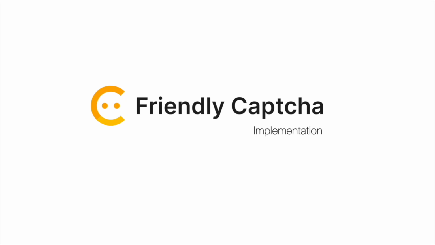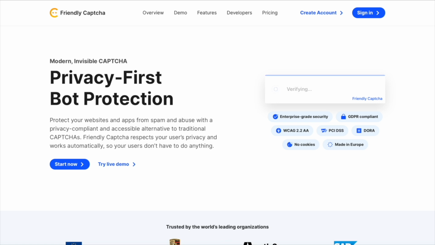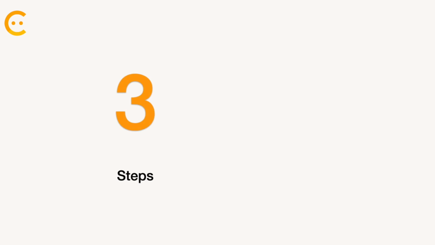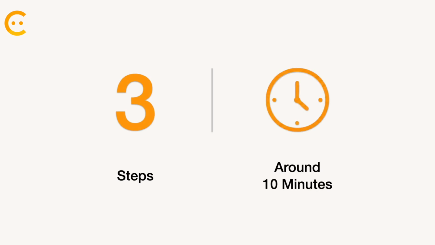Hi, in this video we'll show you how to implement Friendly Captcha on a simple website. Friendly Captcha protects your websites and apps from spam and abuse in a privacy-compliant and accessible way. It respects your users' privacy and works automatically, so your users don't have to do anything. The integration has 3 steps and usually takes around 10 minutes to complete.